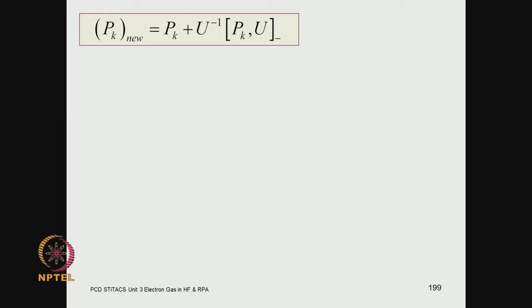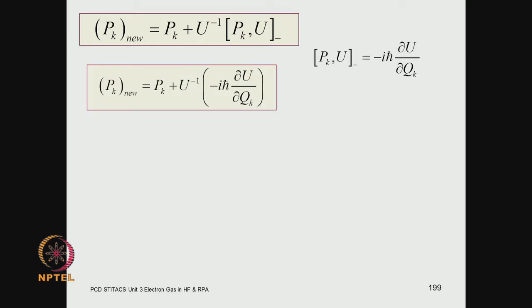So this is our result. The new momentum operator is not invariant. You can write it in these equivalent alternate forms. This is the unitary transformation we have made use of.